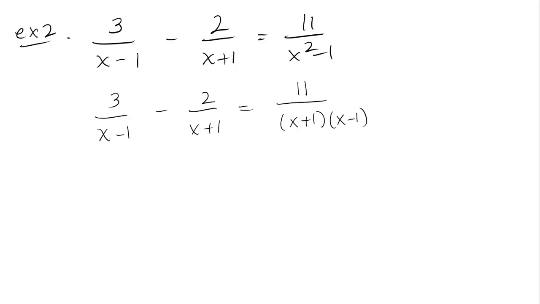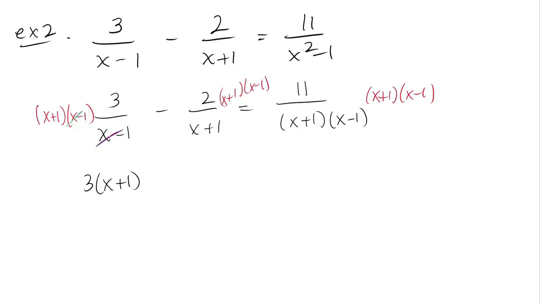And when I get it factored like that, I see that every denominator either has a copy of x minus 1 or x plus 1. There are no other factors. And so if I multiply everything by x plus 1, x minus 1, it'll clear out all the denominators. In the first term, the x minus 1's cancel. So I get 3 times x plus 1. In the second term, the x plus 1's cancel. So we get minus 2 times x minus 1. And on the right side, all of the variable expressions cancel. We're just left with that numerator of 11.